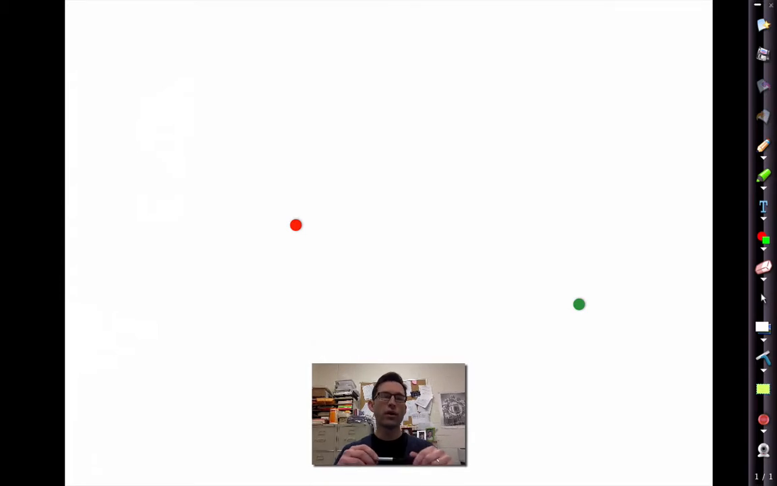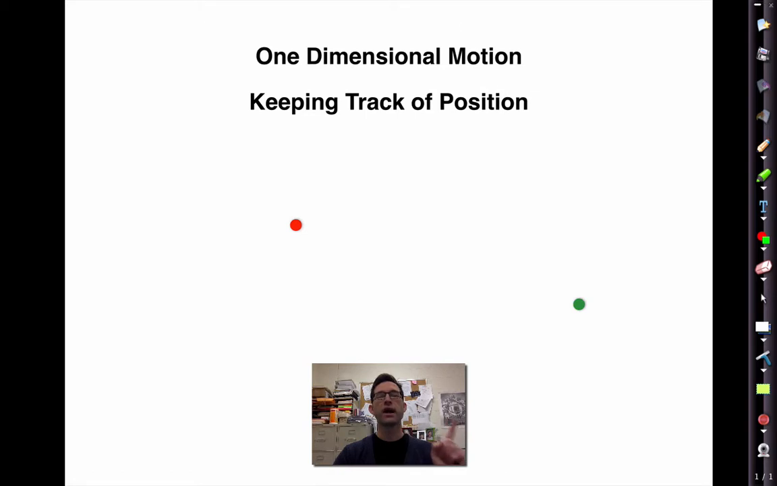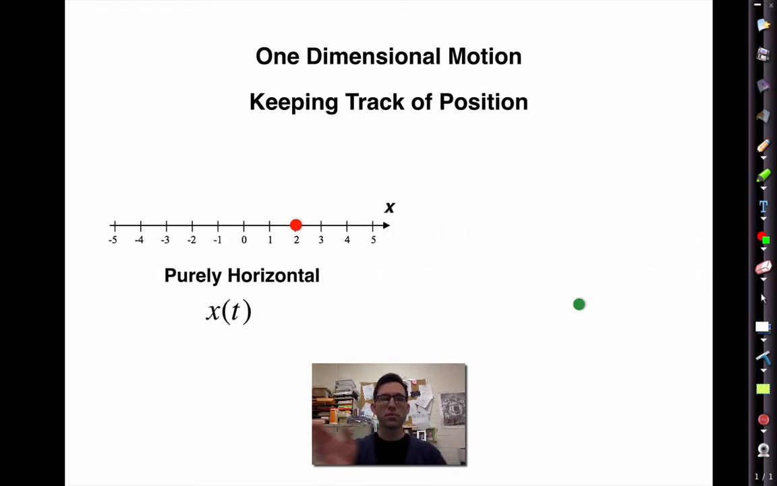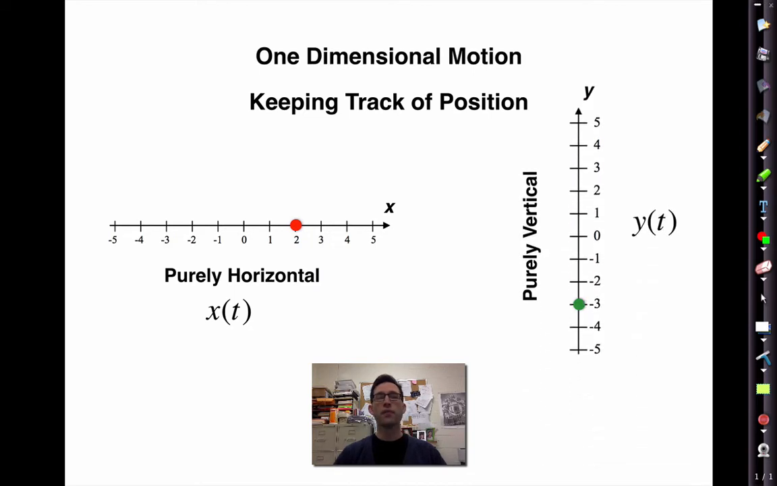See, today it's all going to be about the story of a red dot and a green dot. Not really. Actually, today it's all going to be about one-dimensional motion. So we're not talking about a football flying through the air and keeping track of its exact position. We're talking about keeping track of position in only one dimension. So either we're going to have movement that is completely horizontal, and we're going to keep track of its x-coordinate as a function of time, or we're going to be talking about purely vertical motion, and we're going to be keeping track of its y-coordinate over time.